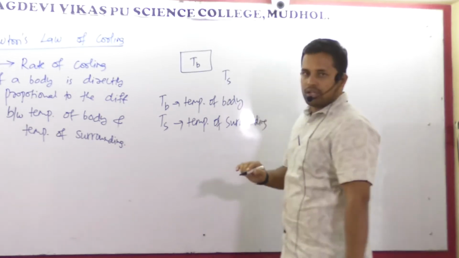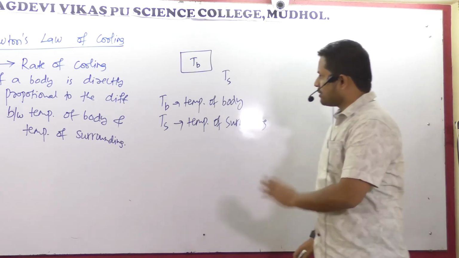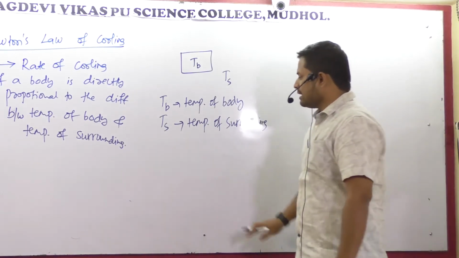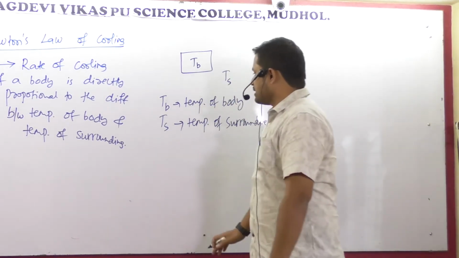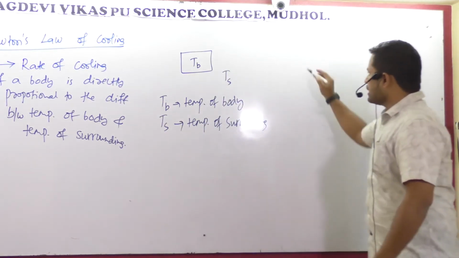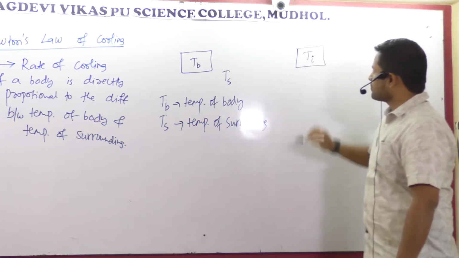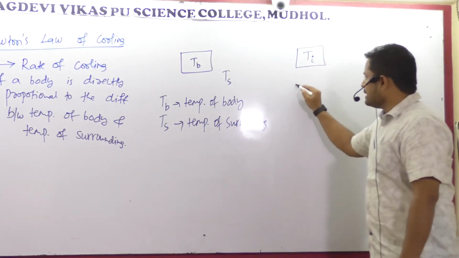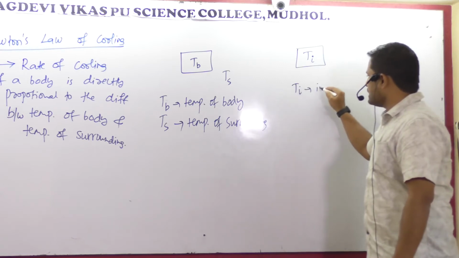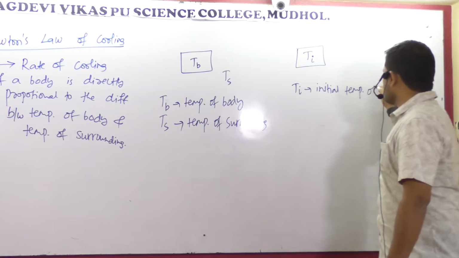Are you getting my point? Temperature of the body and temperature of the surrounding, this is known to you. What they are trying to say is, the rate of cooling. What is the meaning of rate of cooling? Rate of cooling means initially temperature of a body was Ti. Ti means initial temperature of body.